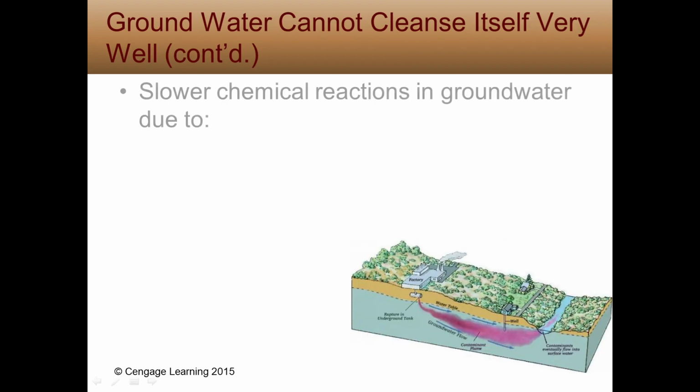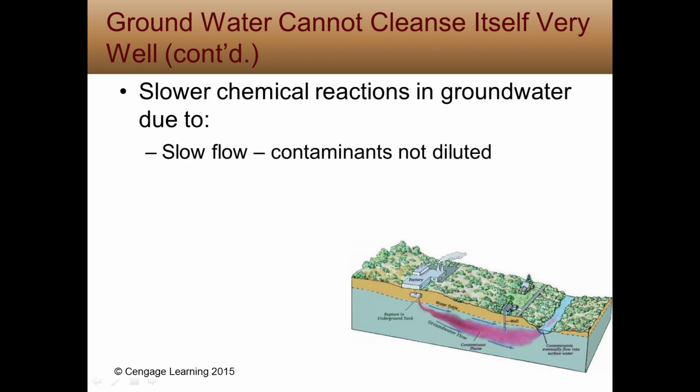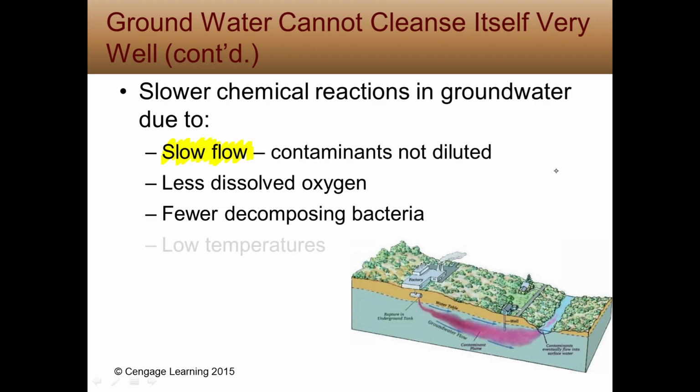And so number 11, why can't it cleanse itself very well? This is pretty important. I would put a star by number 11. Number 1 is the slow flow. That's probably the most important thing. The time it takes for groundwater to recharge itself is incredibly slow. Because it's underground and not exposed to air, we have less dissolved oxygen, which means we have fewer organisms available to decompose. The next one is that it's cold. Enzymes don't work so well in the cold. Usually as you heat things up, particles collide more and more chemical reactions happen. And then finally, we can't get to it.